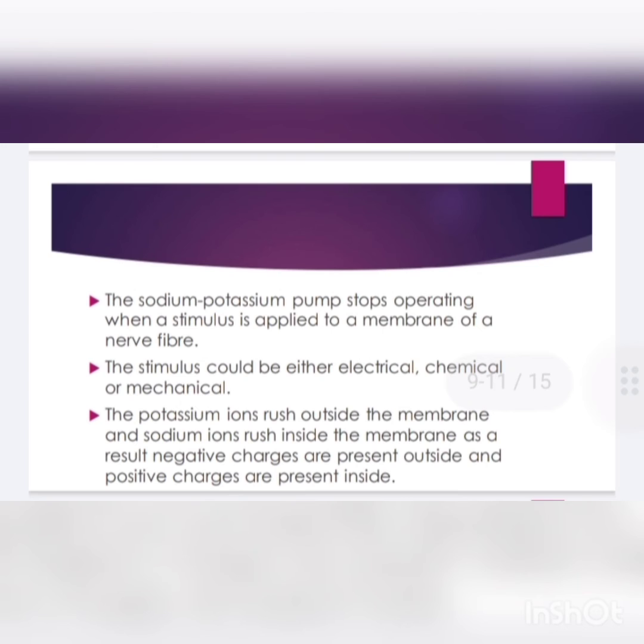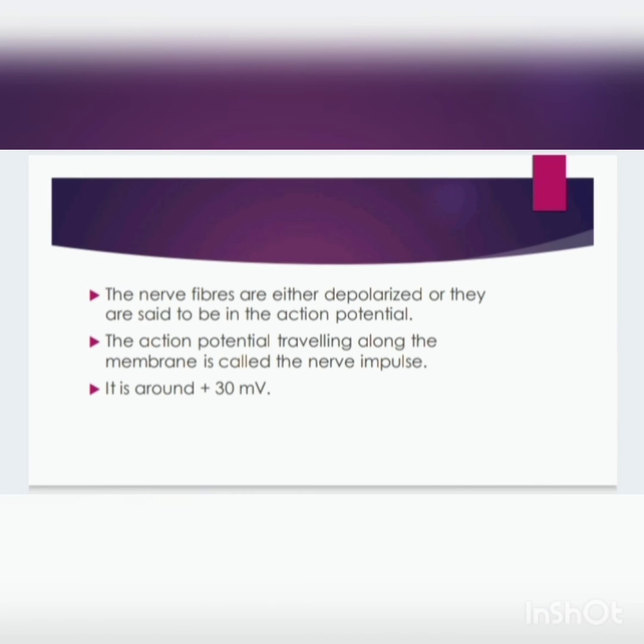The potassium ions rush outside the membrane and sodium ions rush inside the membrane. As a result, negative charges are present outside and positive charges are present inside. The nerve fibers are depolarized, or they are said to be in the action potential. The action potential traveling along the membrane is called the nerve impulse. It is around plus 30 mV.